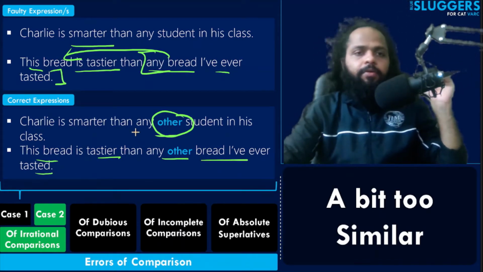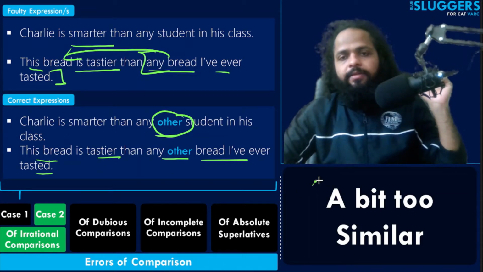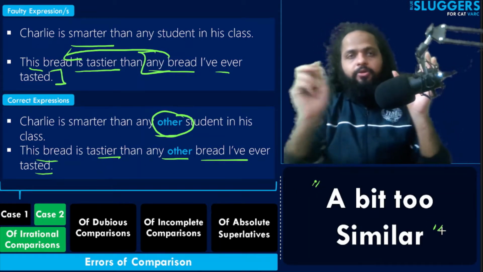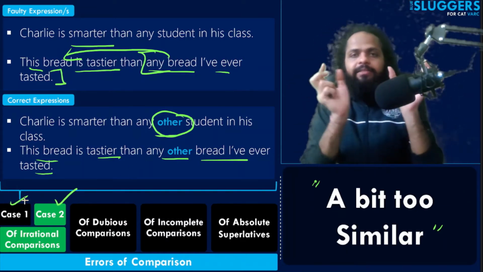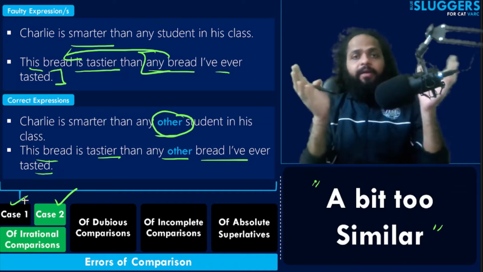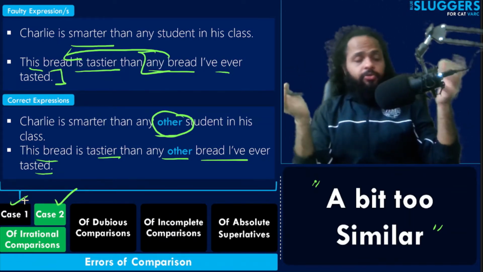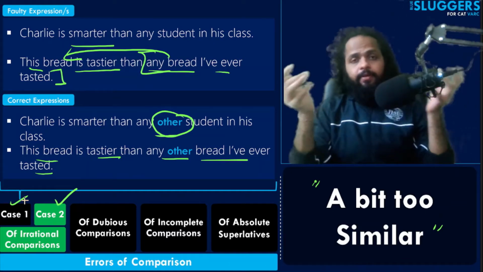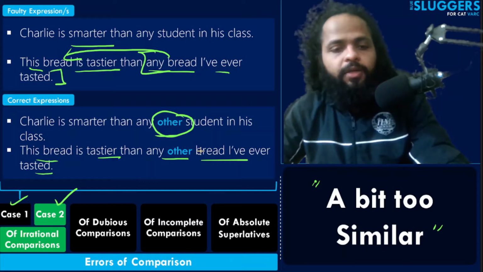Okay, all right. So this would be the case when the items of comparison are too similar, which is your second case. The first case is when the items of comparison are categorically different, such that they cannot be compared, right? Like the case of the tail of an elephant and the horse, or the case of Charlie's shoes and Alan. That would be your first case of irrational comparisons. Okay, let's go to the next one now.